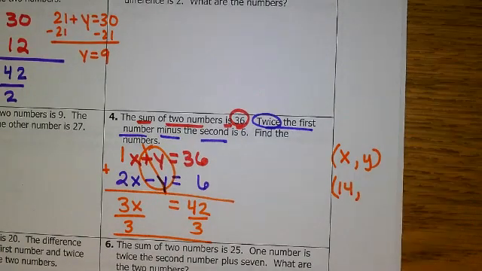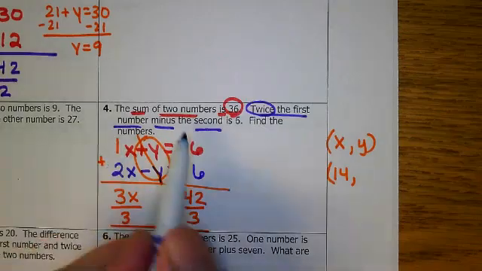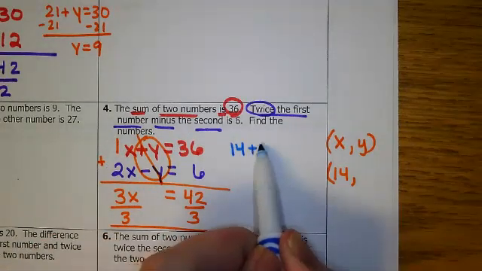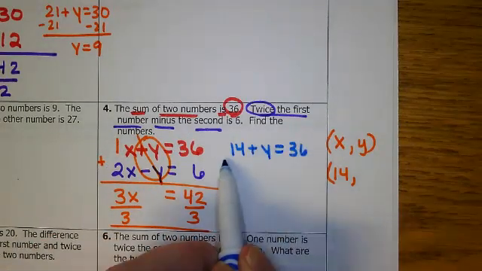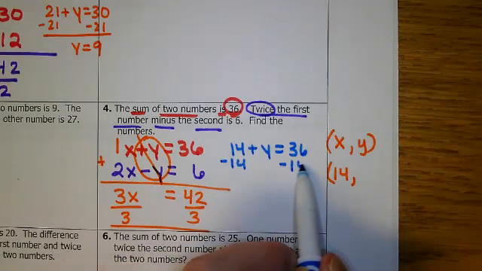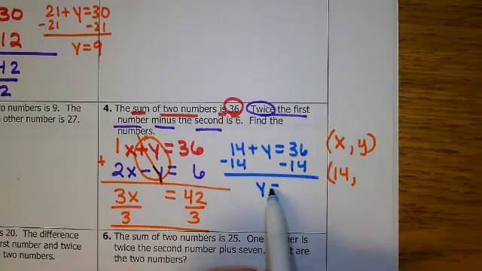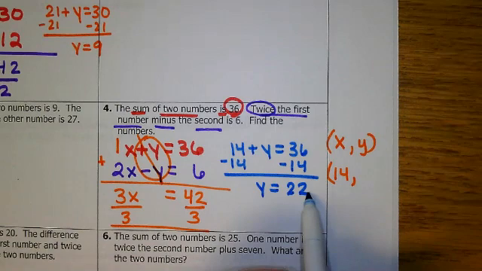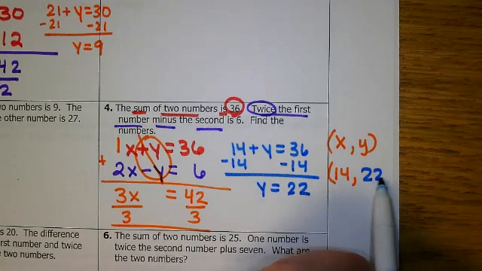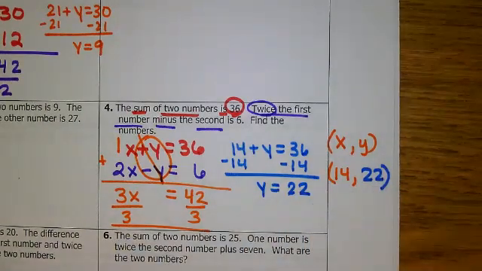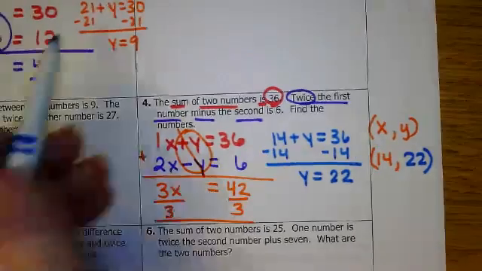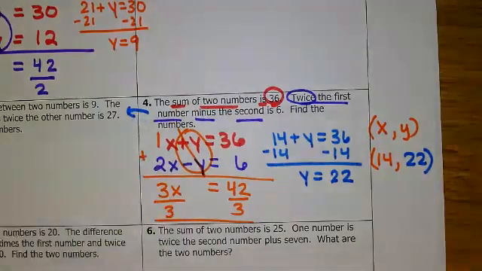All right, and I'm going to take 14. I'm going to plug it back in for x. And again, you can pick whichever one. So I'm just going to go with the first one. 14 plus y equals 36. Solve for y. And that will give you y equals 22. So your solution is 14, 22. And again, like I said, number 4 will help you work with number 3.